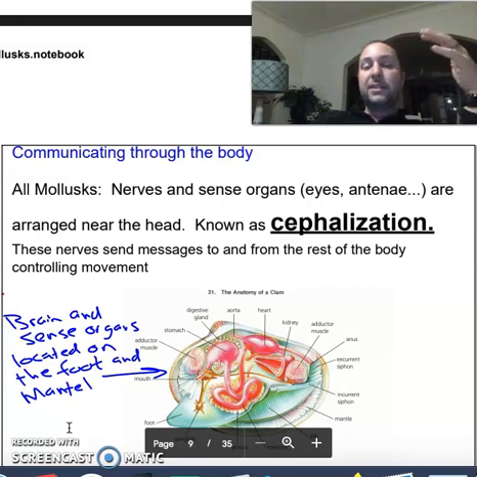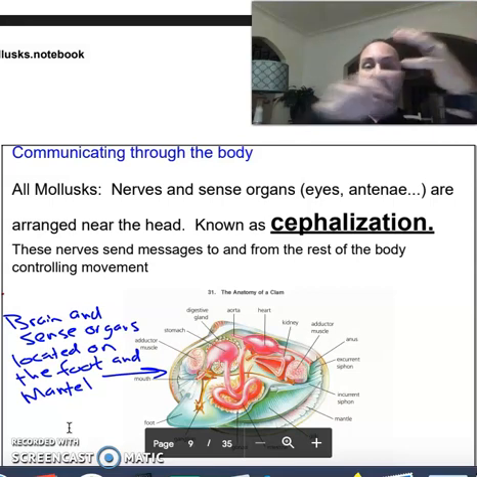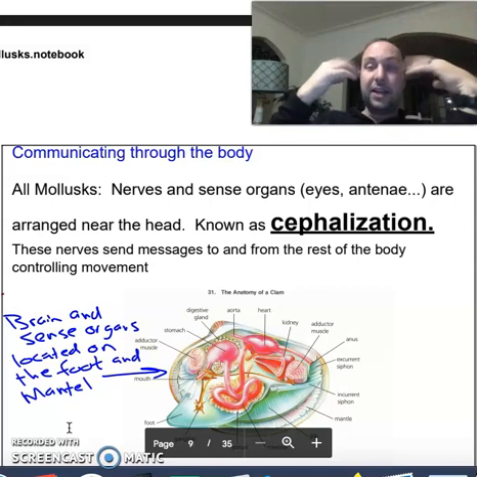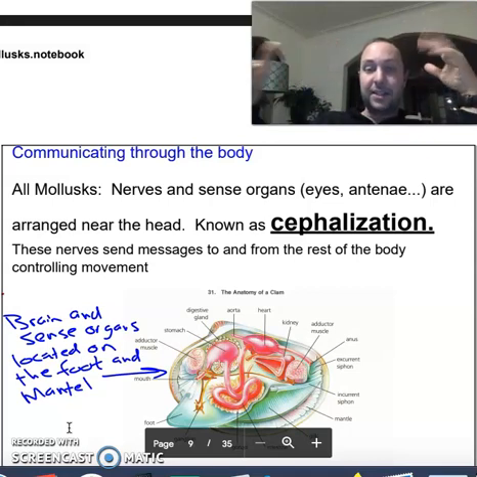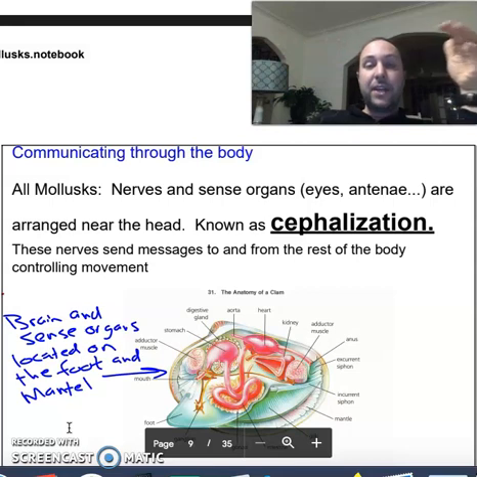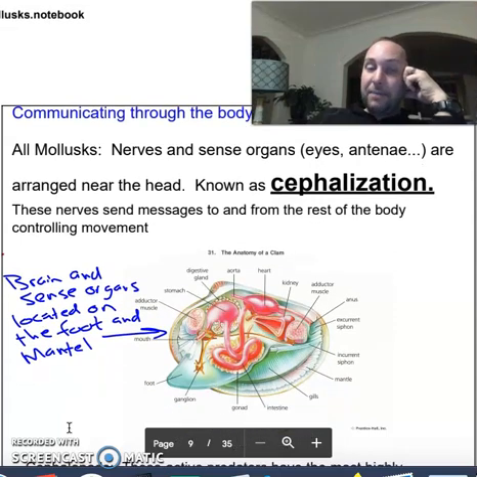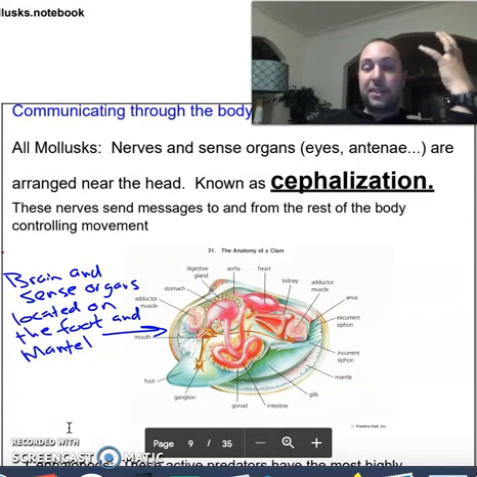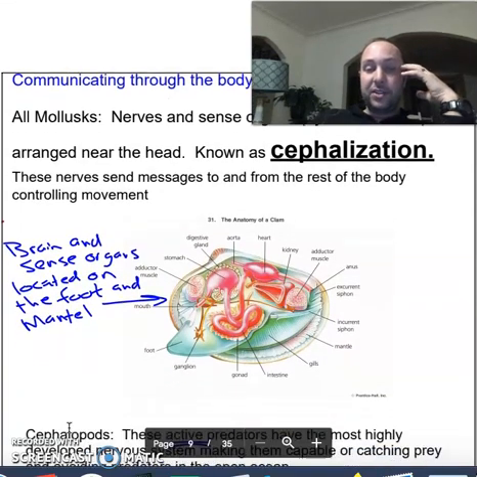So all mollusks have nerves and sense organs, so they can sense pressure and they can see light, and they can smell, they can taste. And they're arranged near a head, which is called cephalization. Yes, even a mollusk or a bivalve or a gastropod, like a clam or a snail, they have heads. And they have what's known as cephalization, which is just a concentration of nerves.